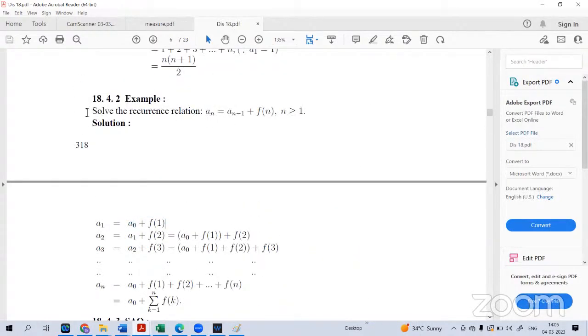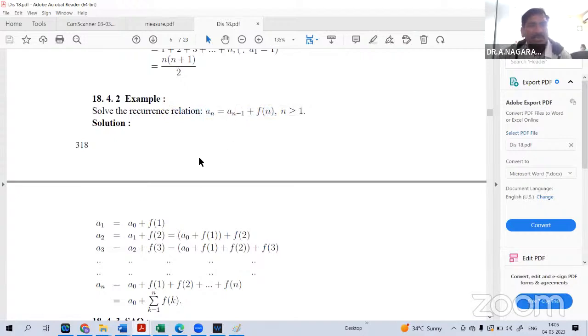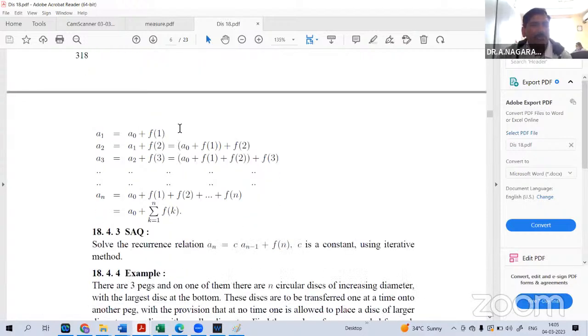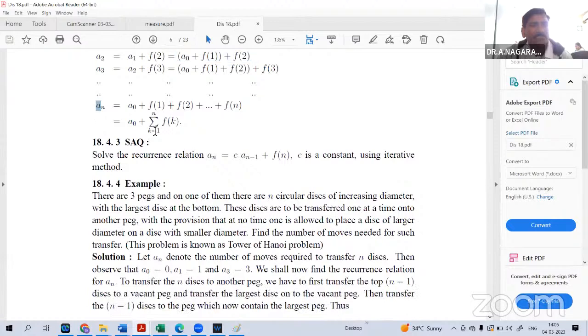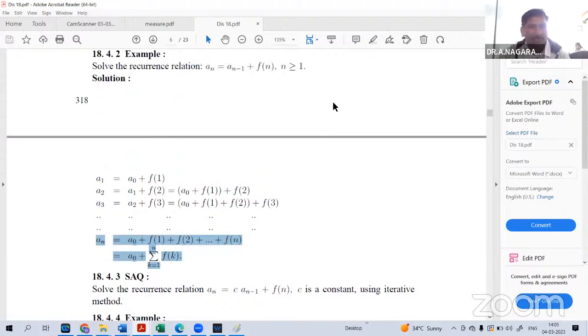Okay, solve the recurrence relation a_n = a_{n-1} + f(n). So here I can go: a_1 = a_0 + f(1), a_2 = a_1 + f(2). In f(2), instead of a_1 you can write the previous one. Similarly, it is extended up to the last: a_n = a_0 + the summation of f(k). This comes to the solution. Understood now?